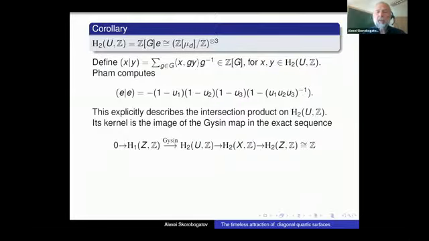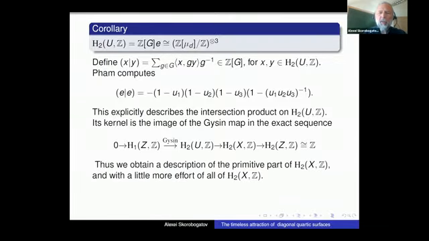And the point is that the kernel of the intersection pairing of U is precisely the image of the Gysin map. So when we mod out this pairing by its kernel, we obtain almost what we want. We obtain the intersection pairing on the primitive part of H2, and then with a little more work, we get a description of the intersection pairing on all of the second homology group of our surface. And of course, this is the same as the second cohomology group by Poincare duality.